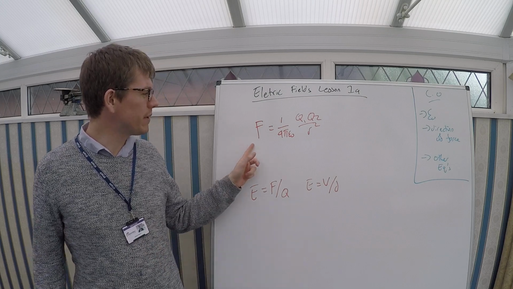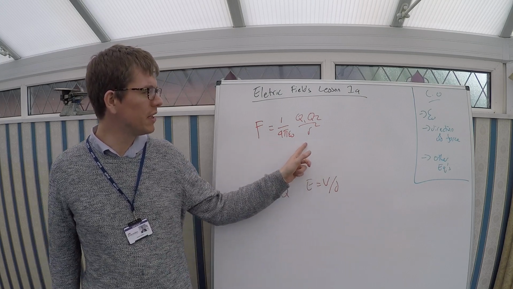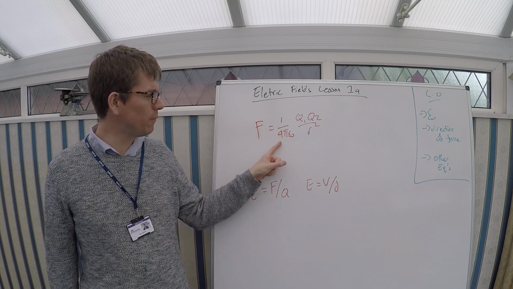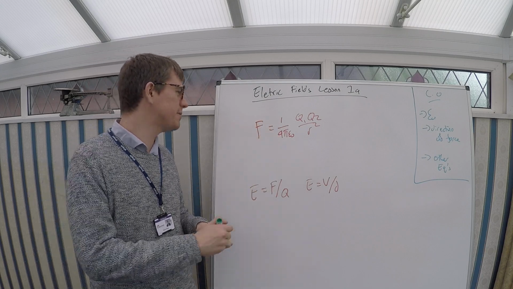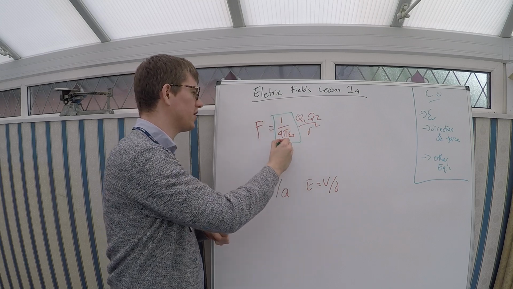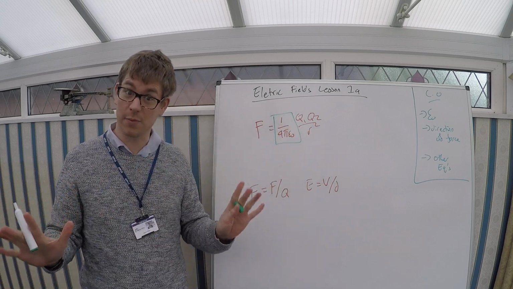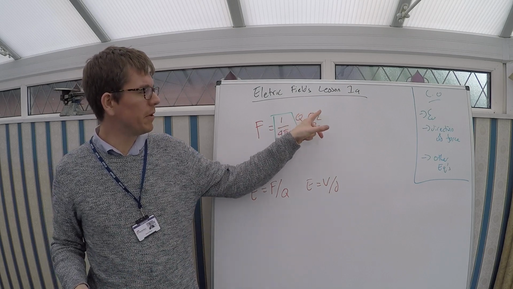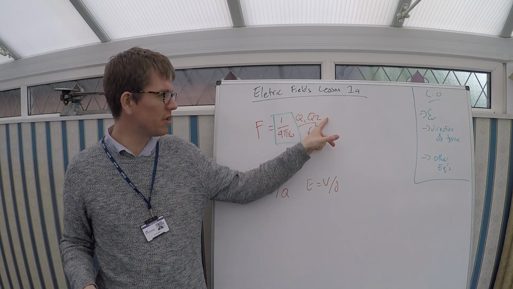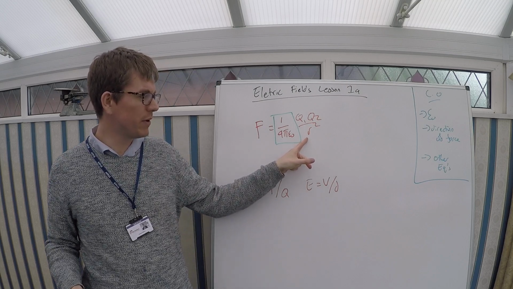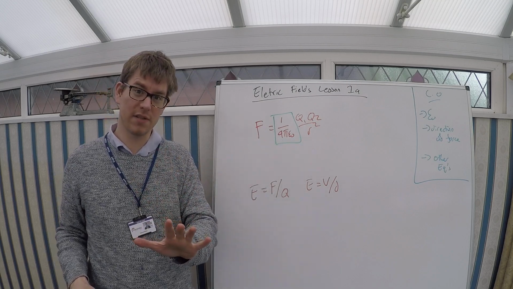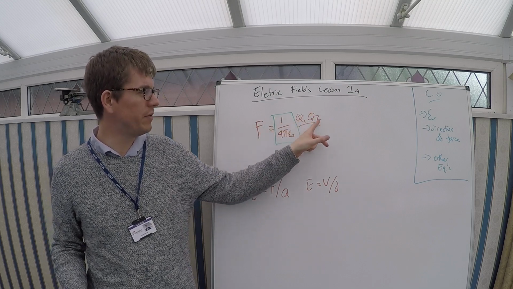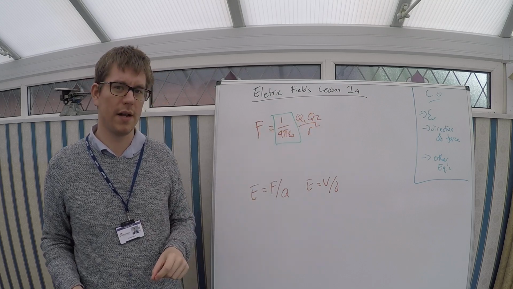And the force between two charged particles is given by this equation. It is equal to 1 over 4 pi epsilon naught, and this bit's just a constant, just to make the maths work, multiplied by the magnitude of the first charge multiplied by the magnitude of the second charge, divided by the distance between them, which is little r, same as in gravity, squared. So F equals 1 over 4 pi epsilon naught, Q1 Q2 over r squared.